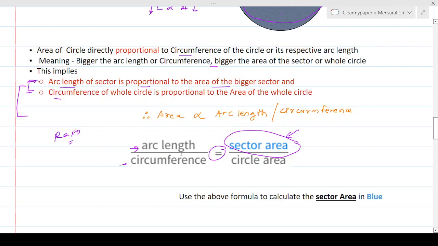So you just remember this equation of how the length and circumference are related to the respective areas, and this formula we will use to calculate the area of the specific sector, and hence the cone, in the next topic.